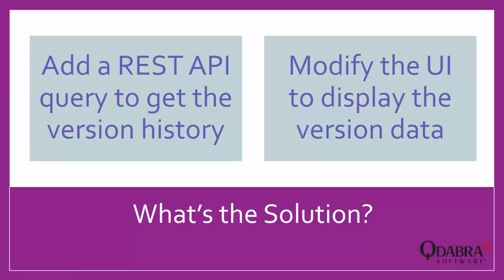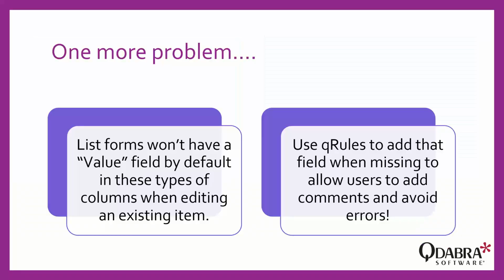As I was setting up my demos for this, I ran into another problem. And so there is one more little gotcha here that we're going to take a look at. That other problem sounds more confusing than it is. Trust me, when you see the demo, you'll get it. List forms don't have a value field by default in these types of columns when you're editing an existing list item. The value field is where your current text value goes.